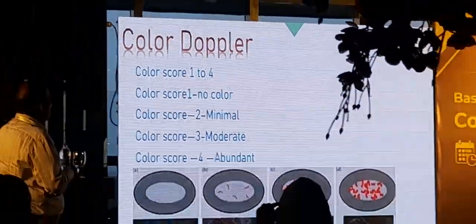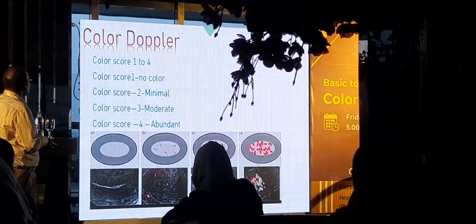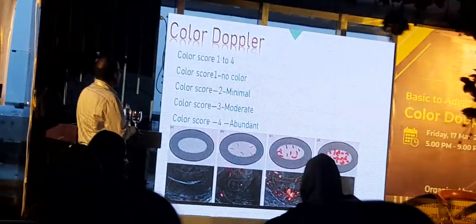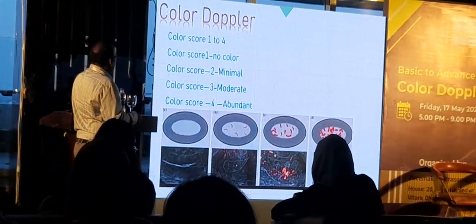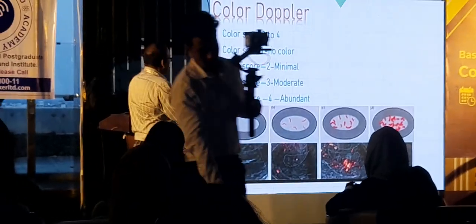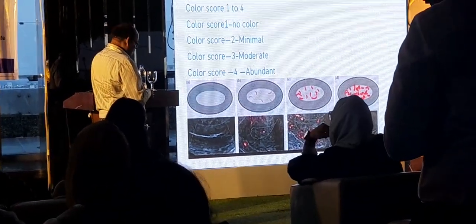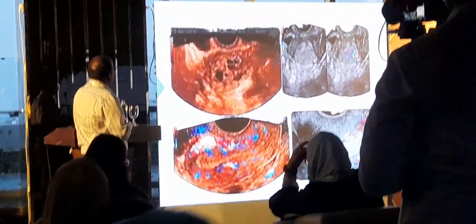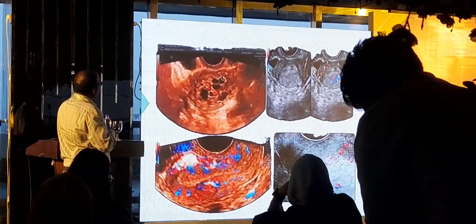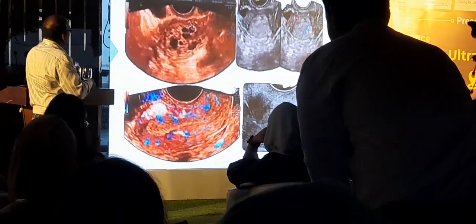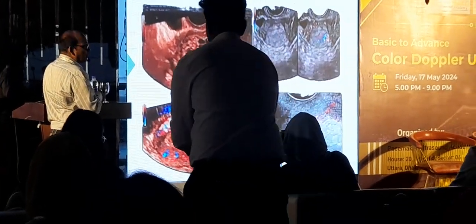Color score 1, no color. Color score 2, minimal color. Color score 3, moderate color. And color score 4, abundant vascularity. There is a lot of vascularity in the color score 4 group. Look at this. First one, it is no color, then gradually increased color, and abundant color. That is 1, 2, 3, and 4.